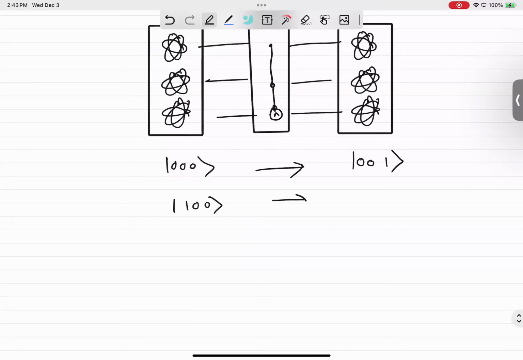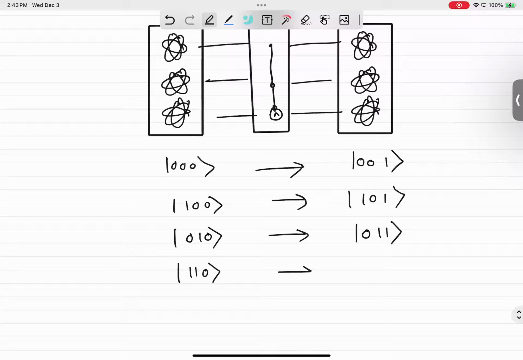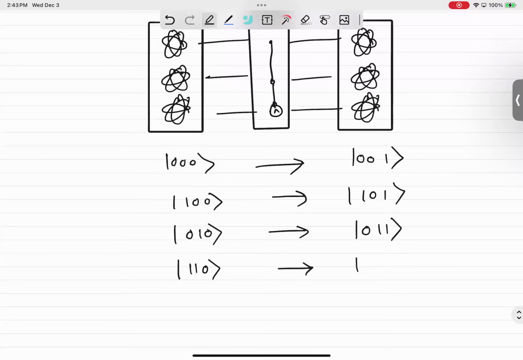So if I have 1, 0, 0, that goes through as 1, 0, 1. If I have 0, 1, 0, then I should get 0, 1, 1. 1, 1, 0 goes through as 1, 1, 0. Okay? So if you have a 3-bit system, you are in 8 dimensions. So you need to specify what happens for each of the 8 basis vectors. Only then is your description complete.